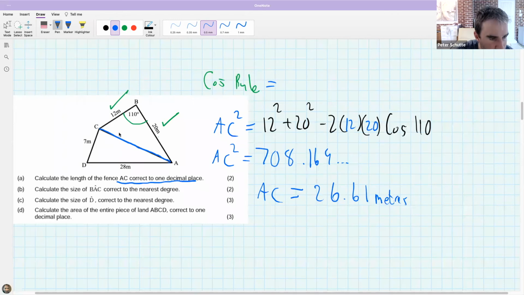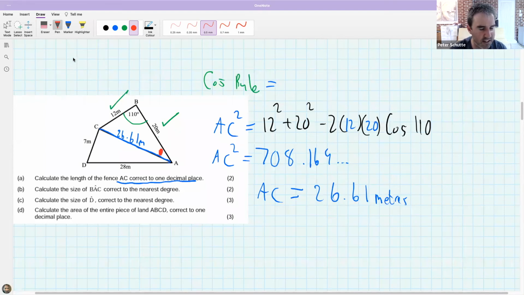Okay, so we've got this over here, 26.61 meters. We now need to find the size of BAC. So BAC is going to be this angle over here. Now here we have a choice. We can either use the cos rule, because we've got all three sides, or we can use the sine rule. Both of them should give us the correct answer. However, we just need to remember that when we use the sine rule, there is the chance of having two answers. And so it's up to you guys to decide.